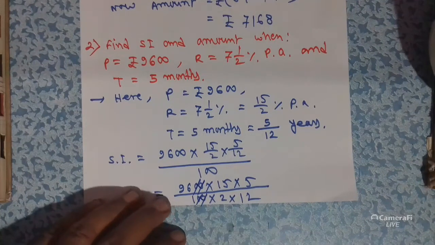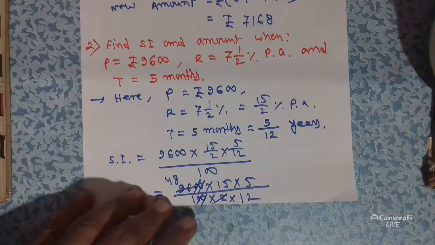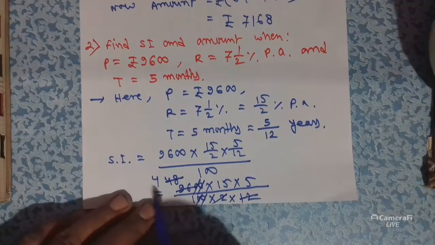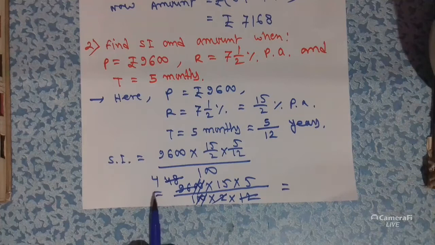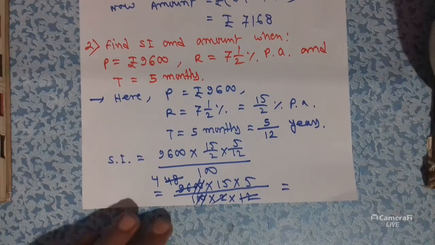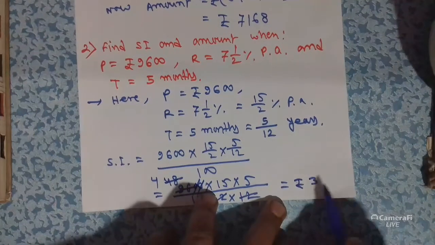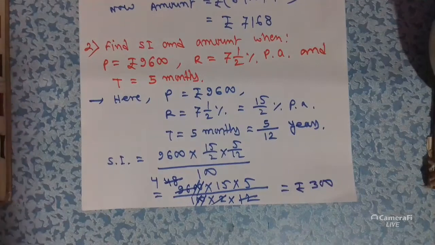So we can divide 96 and 2 by 2. Again 48 and 12 by 12. So the numerators are 4, 15 and 5. So it will be rupees 300. So rupees 300 is the simple interest.